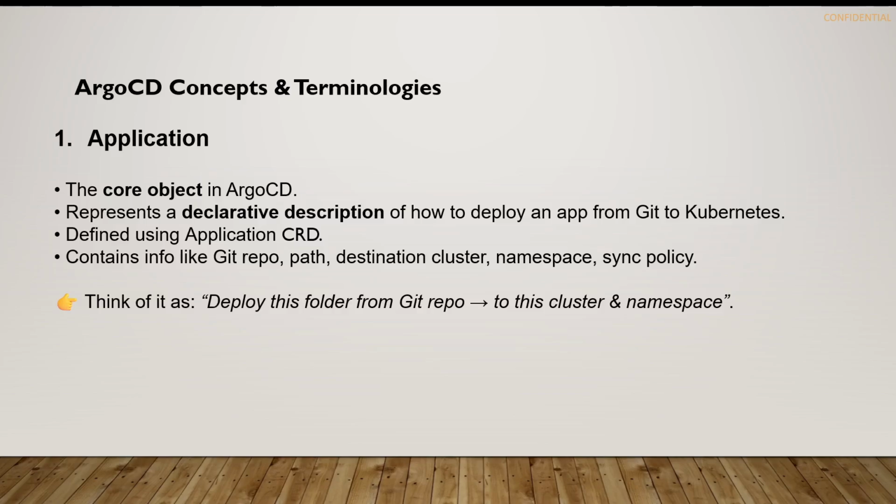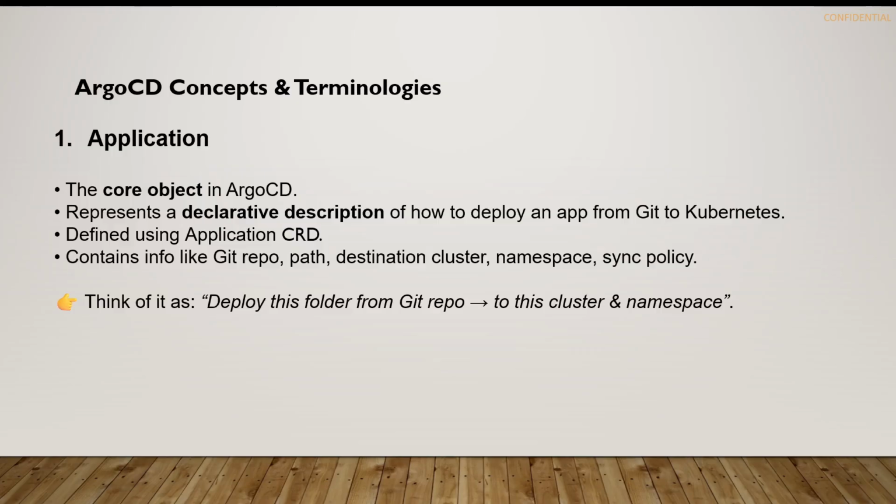So the first one is application. The core objective in Argo CD is the application, like creating an application. So what exactly does it do? For example, if we have to deploy any application, those things will be in the application section of Argo CD. It is defined using the application CRD.